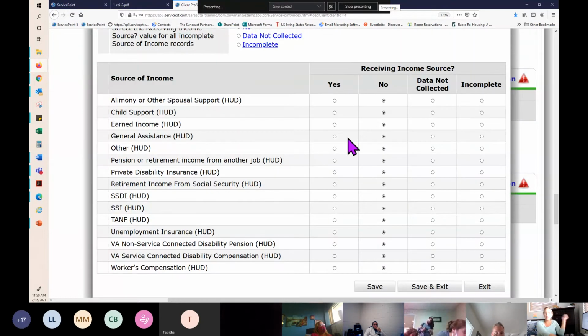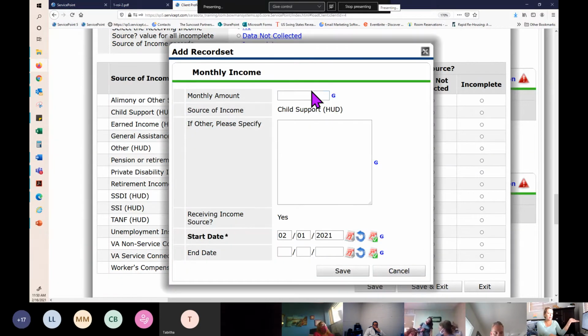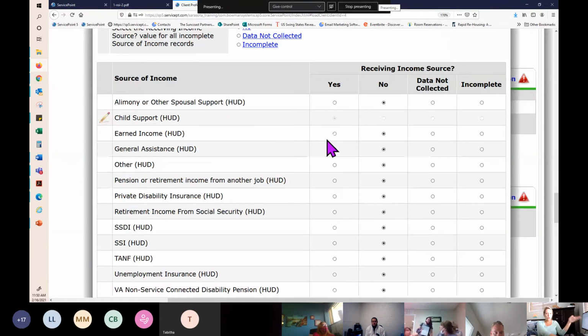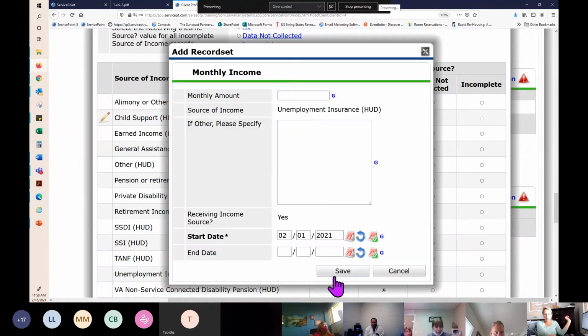Do you receive alimony or spousal support? Any child support? Brandon actually receives child support from his ex in the amount of $360. We're going to save this information. Continue down the list. Brandon is not currently working, but he does have unemployment insurance. He is making $1,000 a month in unemployment insurance.